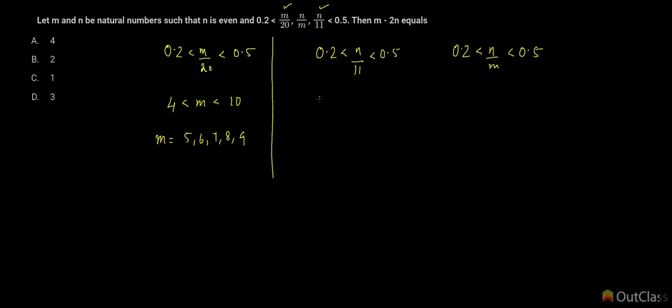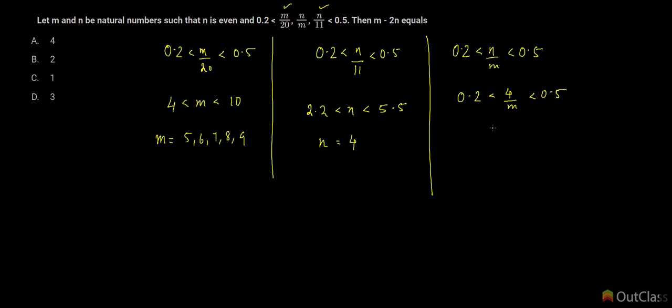Just leave that there. Look at the next one. 0.2 into 11 is 2.2. 2.2 less than n less than 5.5. But n is even, so the only even integer between 2.2 and 5.5 is n is equal to 4. We got a unique value for n, and that is 4. So now I could rewrite this as 0.2 less than 4 by m less than 0.5. And cross multiplying the m, which I know to be positive, so I don't have to worry about whether I need to flip the sign or not. I don't have to flip it.